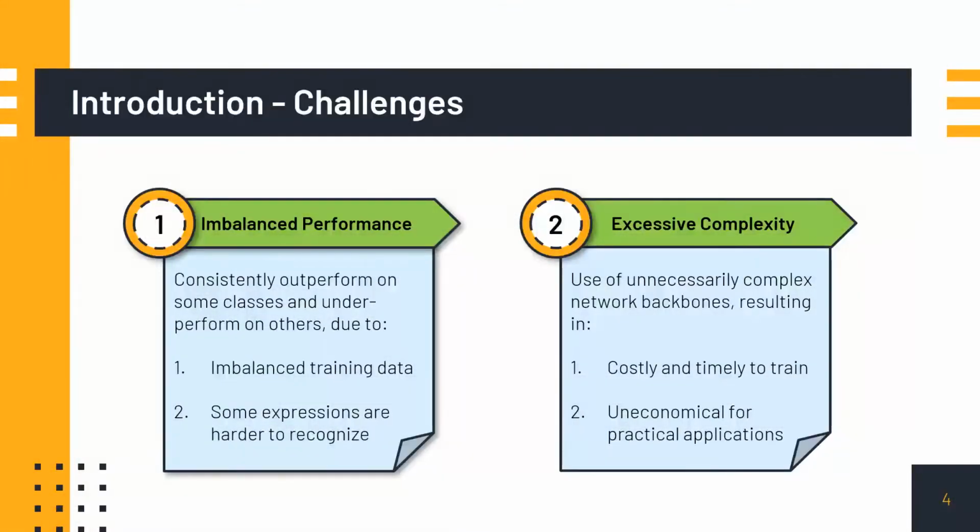And as we try to design more powerful FER systems, two challenges prop up. One, it is commonly observed that existing FER systems consistently outperform on some expression classes like happy, while underperforming on other classes like disgust. Second, due to a lack of alternative options to boost performance, network backbones of increasing complexity are used, resulting in extremely sophisticated networks going up to hundreds of millions of parameters.